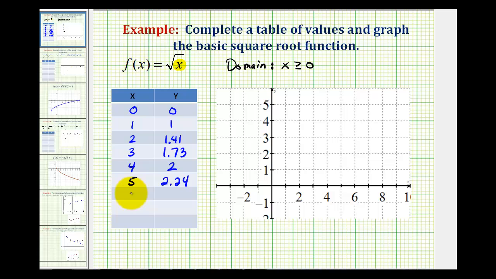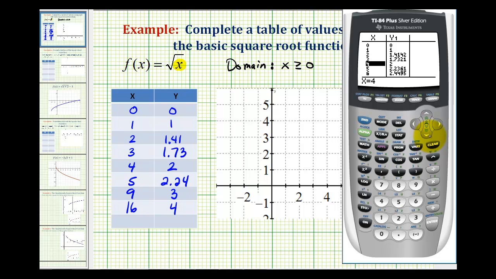So the next perfect square would actually be 9, since 3 times 3 is equal to 9. After 9, we'd have 4 times 4, 16. Notice the square root of 9 is equal to 3, and the square root of 16 is equal to 4. So if I go back to the calculator, notice as we scroll down, the y values are going to be irrational until we reach x equals 9 and then x equals 16. Let's go ahead and plot some of these points so we can sketch our graph.